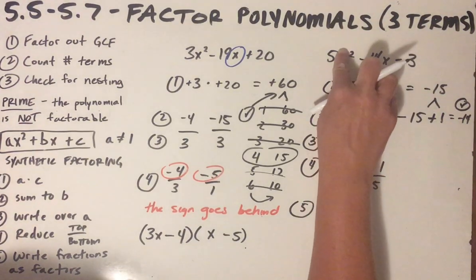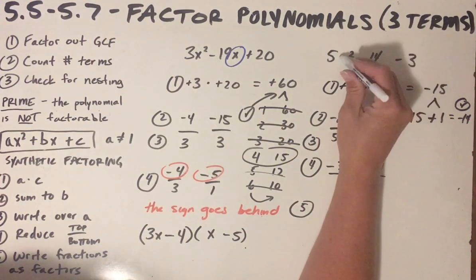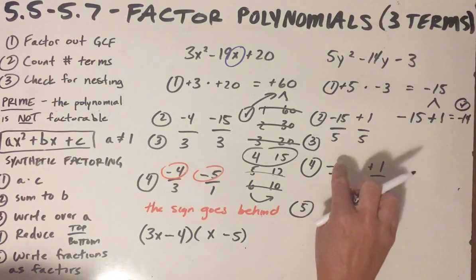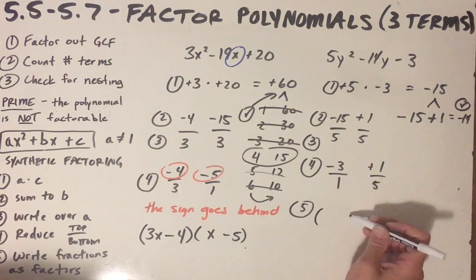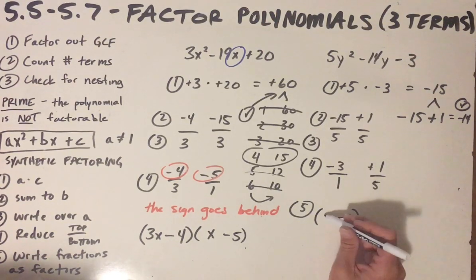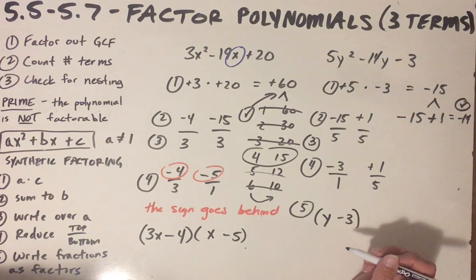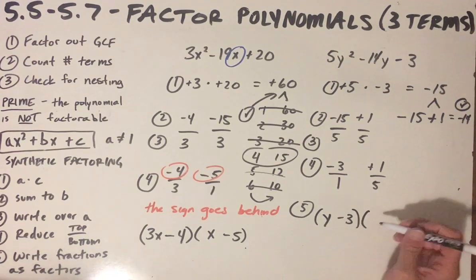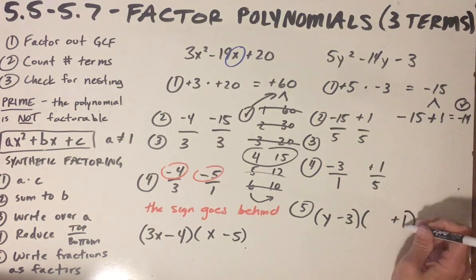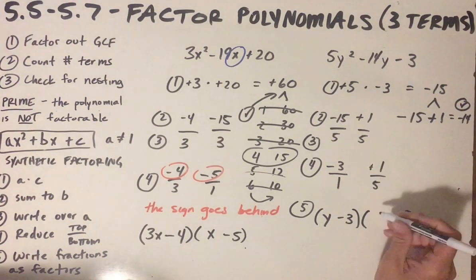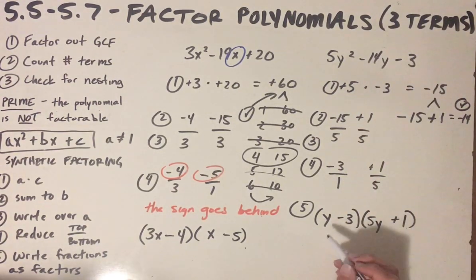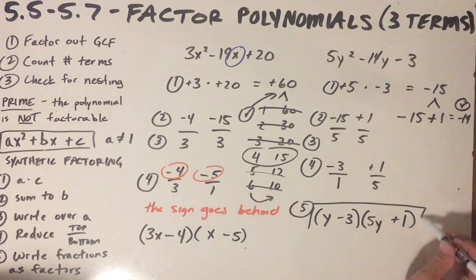Let's say that instead of these being x squareds, x's, these were y's. Well, then what would go in the factor here? Again, this sign goes behind. So in this first factor pair, the sign goes behind. But I have 1, well, 1 of what? A single y. For this second factor, I have the sign of +1 behind. The sign goes behind. And I have a 5. Well, 5 what? I'm going to look up here and say I've got 5y. Okay, so this is factored completely.